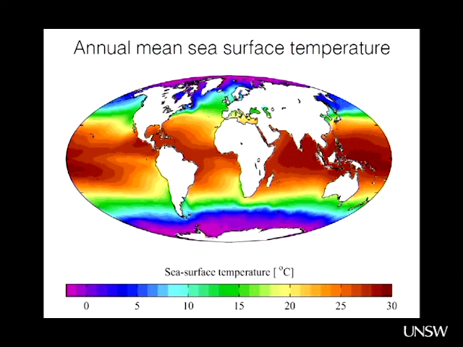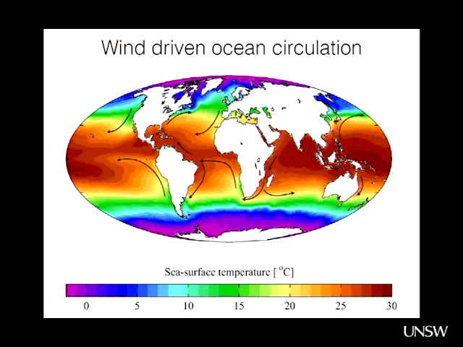And so why is that, and how is that related to the ocean circulation? So if we have heat coming in here and heat going out here, somehow we're going to have heat transported from the low latitudes to the high latitudes. And if we're considering the surface of the ocean, that's done by what we call the wind-driven circulation.